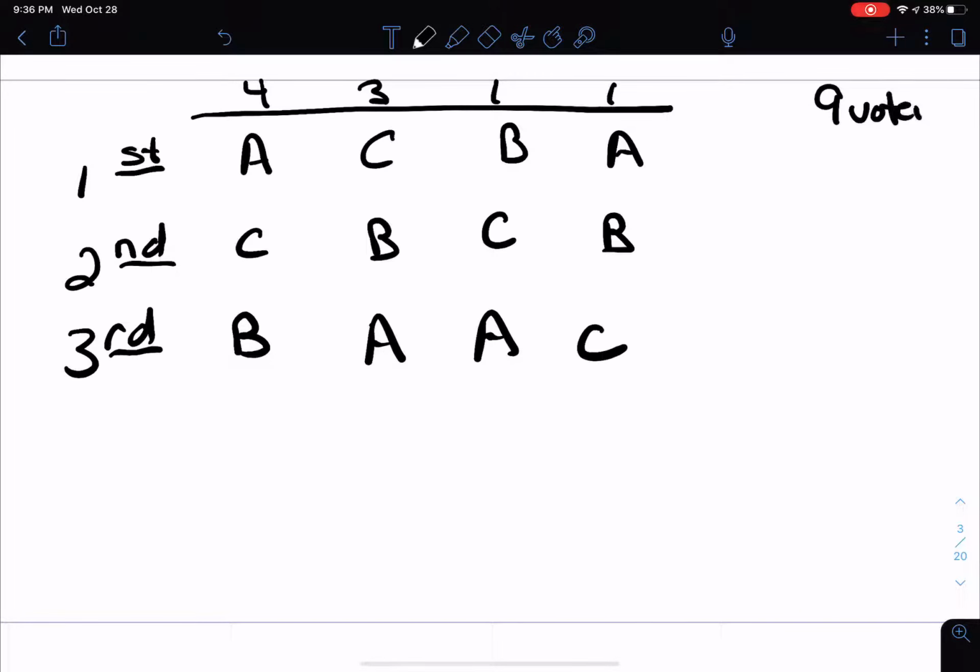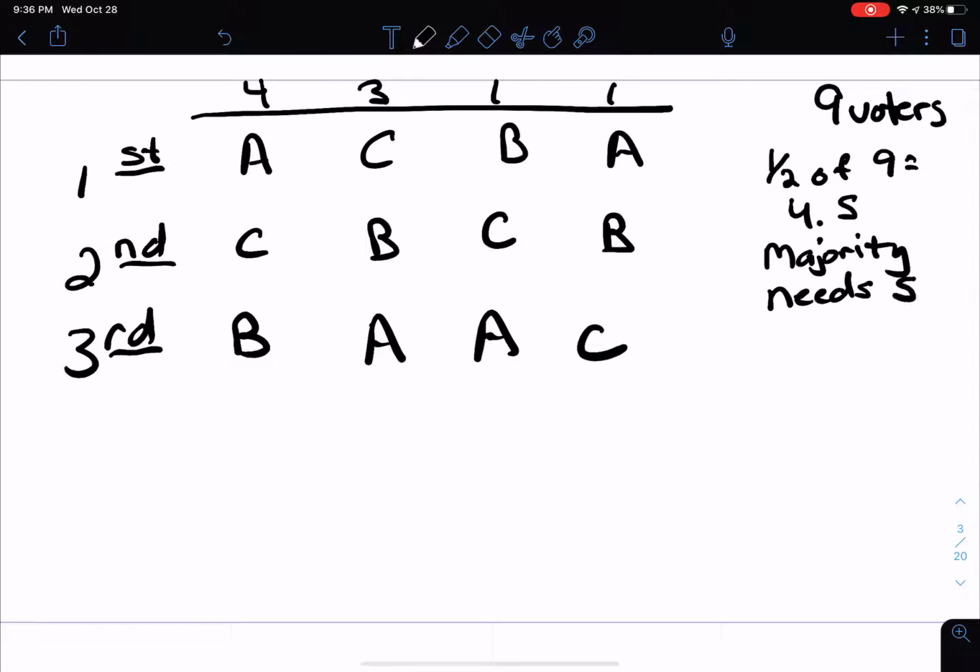You might need to know that a little later because you're thinking about majority, so you've got to know what over half is. Half of 9 is 4.5, so a majority needs at least 5. You're not going to get half a vote.